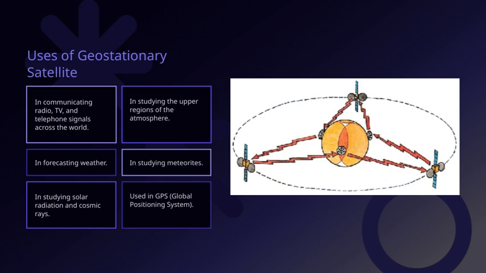Speaking of communication, geostationary satellites are fundamental in transmitting radio, TV, and telephone signals across the globe, ensuring we stay connected no matter where we are. Overall, these satellites are a cornerstone of modern technology and science, supporting navigation, weather prediction, atmospheric research, and global communication, all interconnected in our daily lives and scientific endeavors.